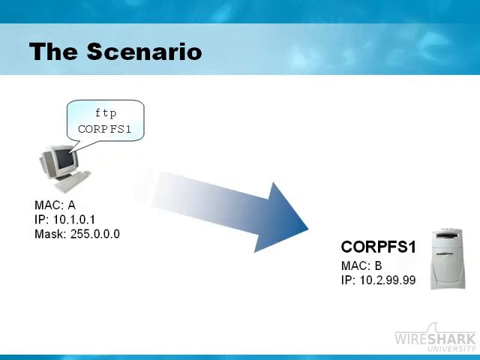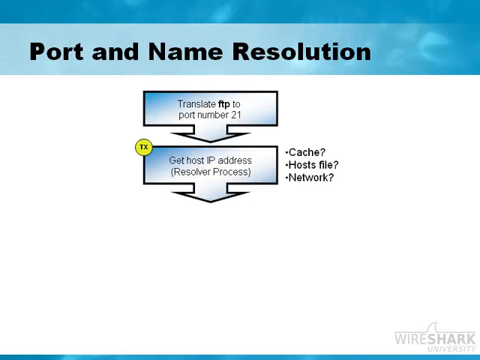Using this scenario, we'll go through what would normally happen when a user communicates across the cabling system. Here we have a user on the left-hand side who makes the command FTP corp fs1 and hits enter. The user is sitting on network 10, and the server is also on network 10. Just for simplicity's sake, I'm using the MAC address A for the user and the MAC address B for the server, just to make it a little bit easier as we go through this process.